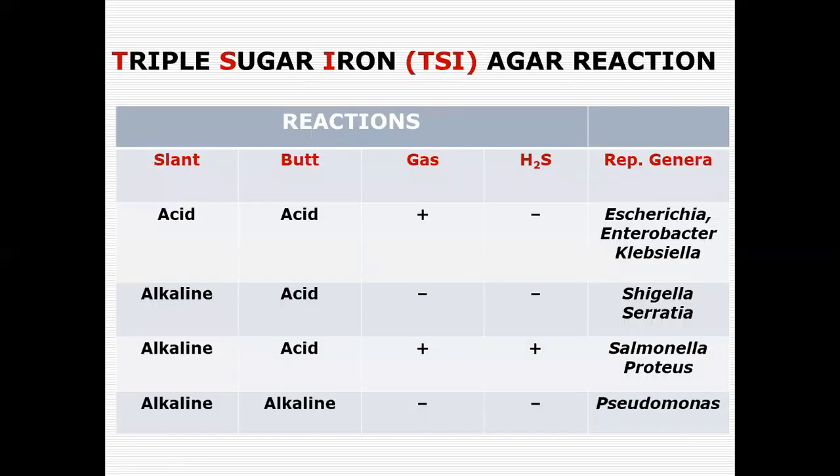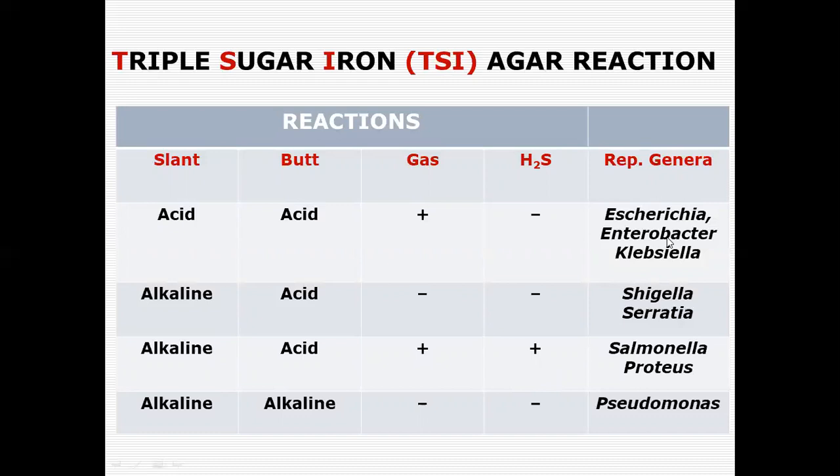Now, broadly speaking, what is the reaction of the different organisms on the TSI agar? As we know, we have a slant in the TSI agar, we have a butt, and maybe there is a production of gas, or maybe not. There is a production of H2S, or maybe not. And what are the representative genera?